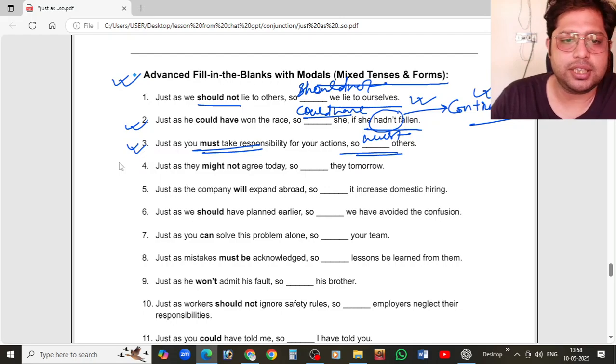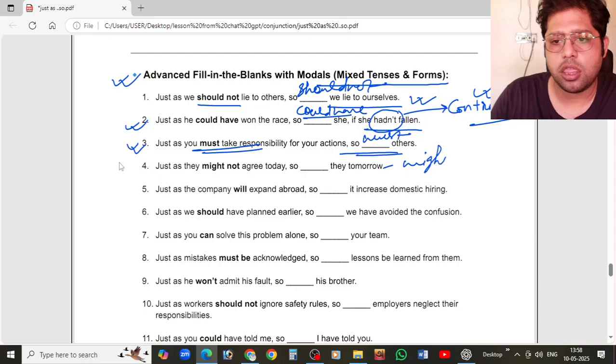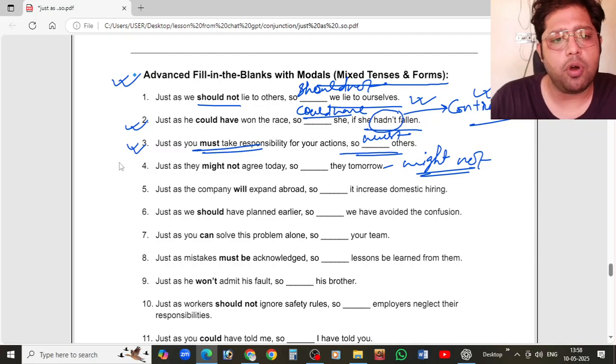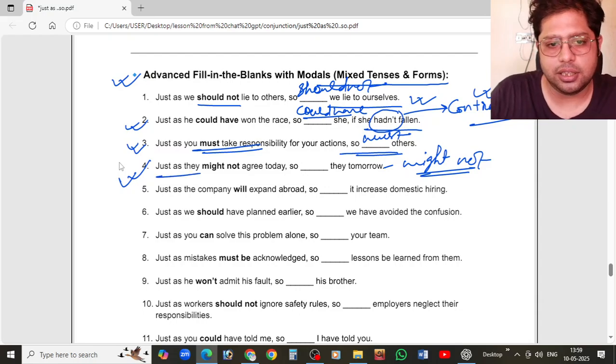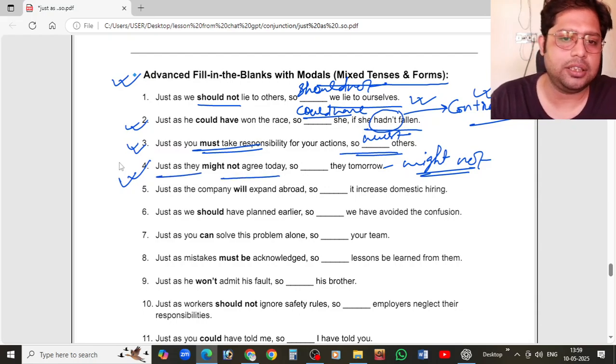Okay, so just as they might not agree today, so might not they tomorrow.